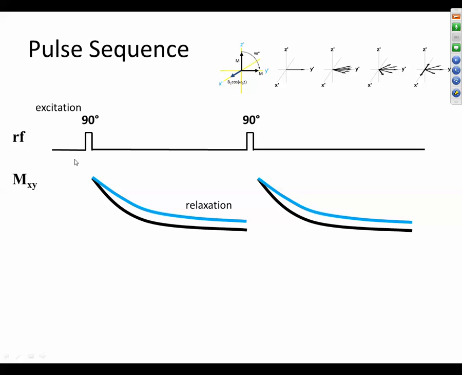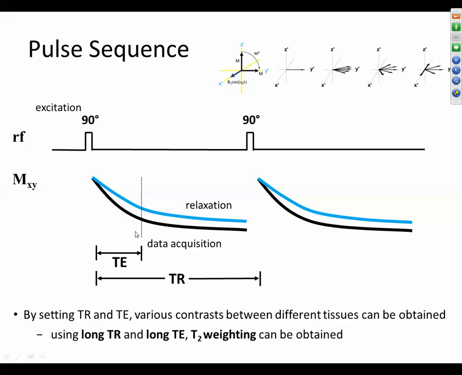This is a repetitive procedure. After one excitation, there is another excitation. The time between two excitations is TR, and from excitation to the data acquisition, the time is called echo time, or TE. By setting different values of TR and TE, different contrast can be obtained. Particularly, if the TR is long and the TE is long, then we can get T2 weighting.